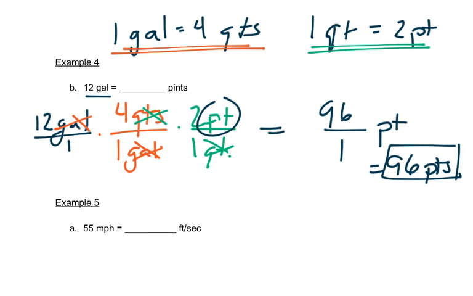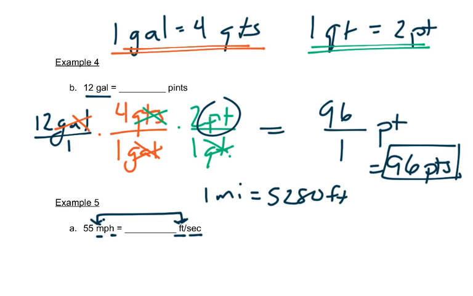Okay, and example 5 is the same idea, but here we have a couple different things going on. Here this means miles per hour, and this is feet per second. So we need to go from miles to feet. So we'll look at that on our page. That's distance, and we see that we have 1 mile is equal to 5,280 feet.